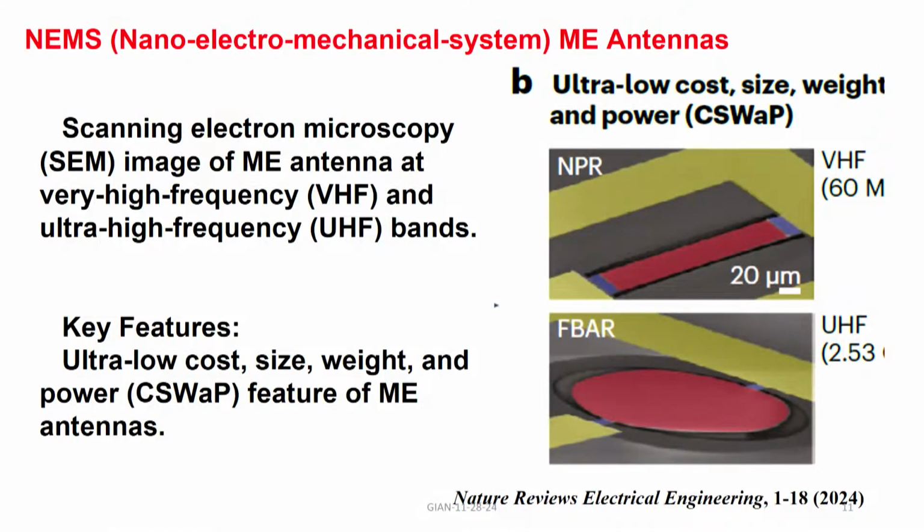So, this is a nano electromechanical system. It is a miniaturized magnetoelectric antenna, and what you see here is a scanning electron microscope image of the antenna operating at very high frequency, VHF, or ultra high frequency, UHF. This is 2.53 gigahertz and this is 60 megahertz.